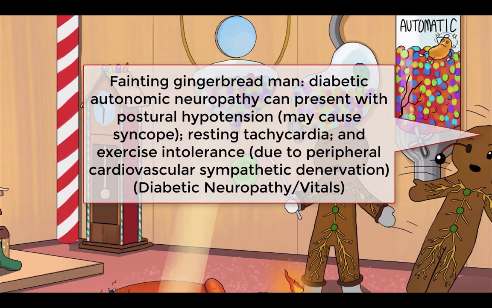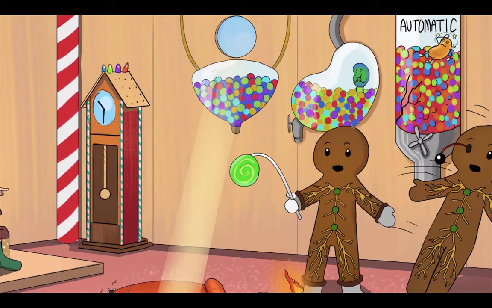This is a consequence of central and peripheral cardiovascular sympathetic denervation, which results in failure of vasoconstriction in both the splanchnic and peripheral vascular beds. In severe cases, orthostatic hypotension can cause significant drops in blood pressure, resulting in syncope. Other signs of cardiovascular autonomic neuropathy include resting tachycardia and exercise intolerance.